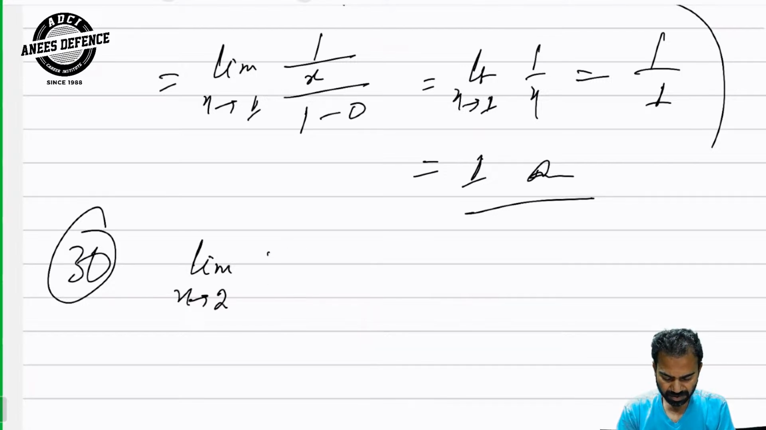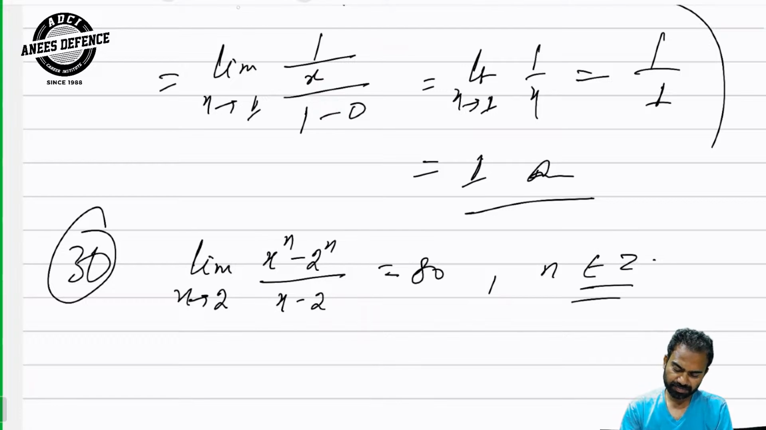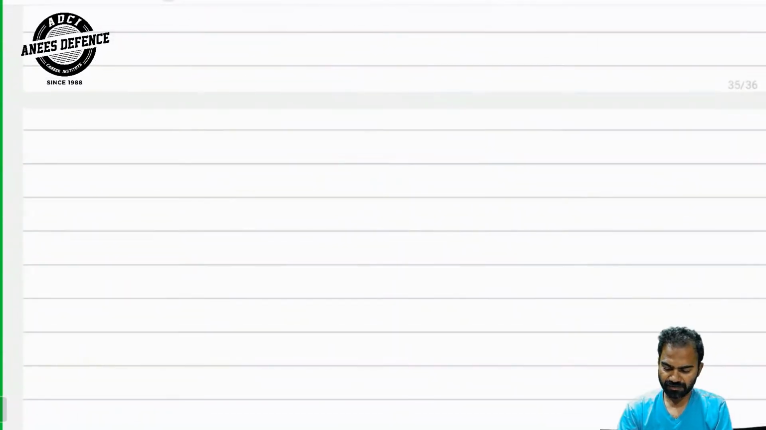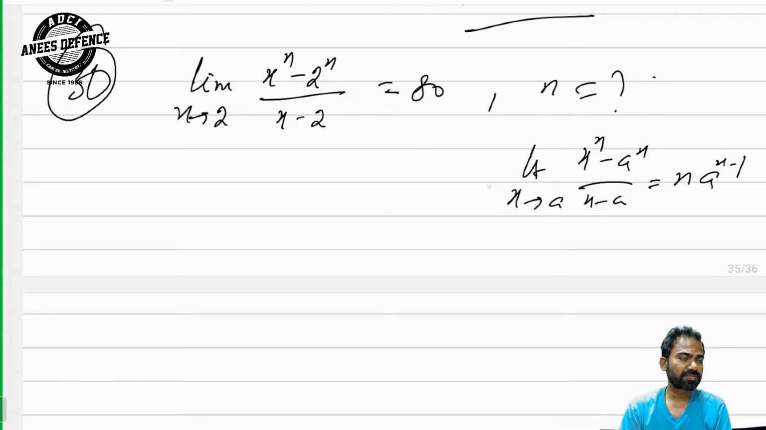Limit x tends to 2, x to the n minus 2 to the n upon x minus 2 equals 80. What is n? Now I gave you the formula: limit x tends to a, x to the n minus a to the n upon x minus a, equals n into a to the n minus 1. Any problem?